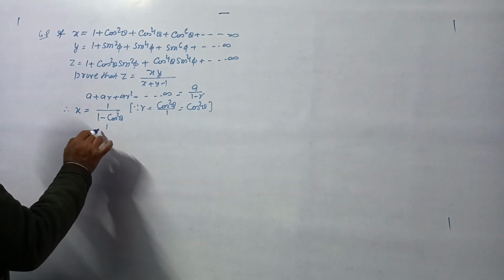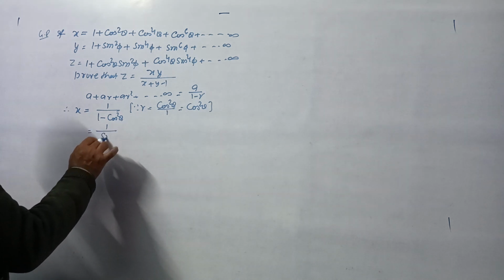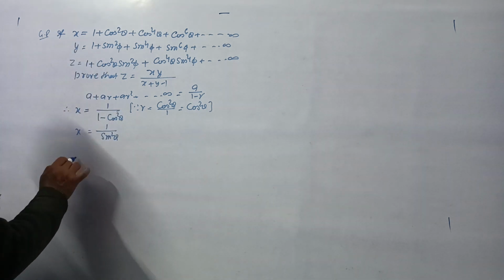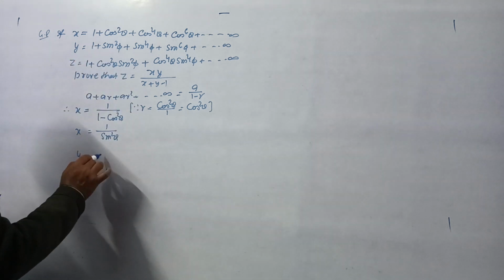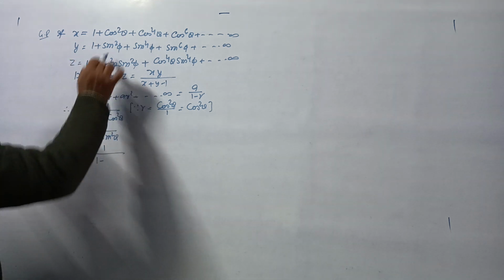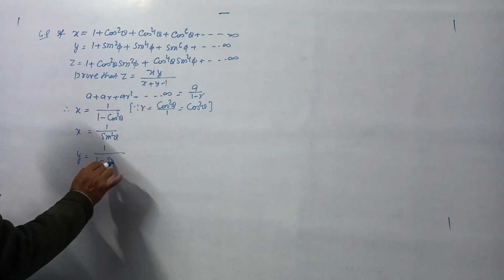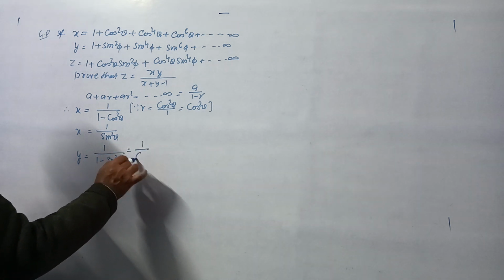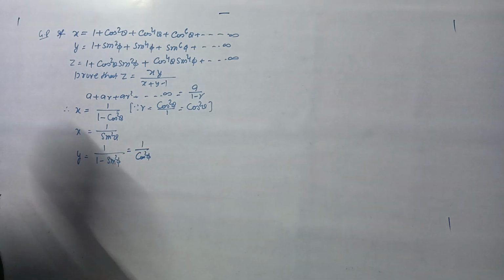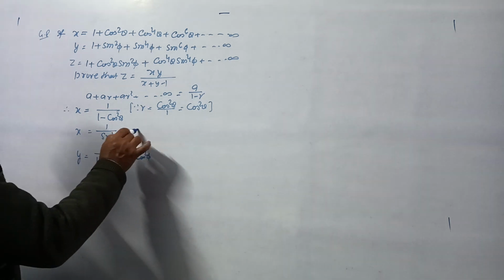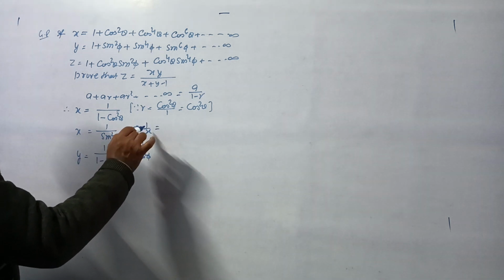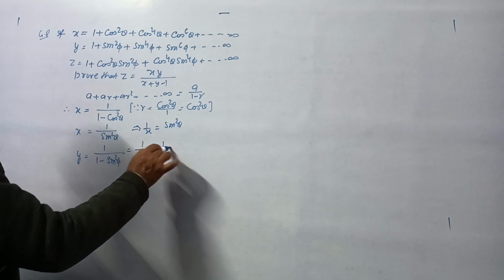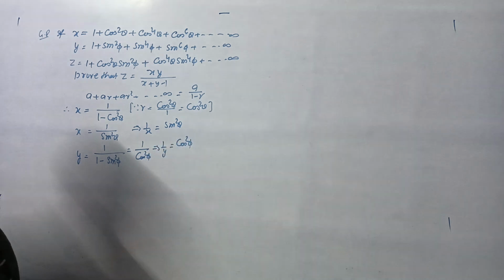1 minus cos square theta is sin square theta. Similarly, y equals 1 upon 1 minus sin square phi, and 1 minus sin square phi is cos square phi. Then we can say 1 upon x equals sin square theta, and 1 upon y equals cos square phi.